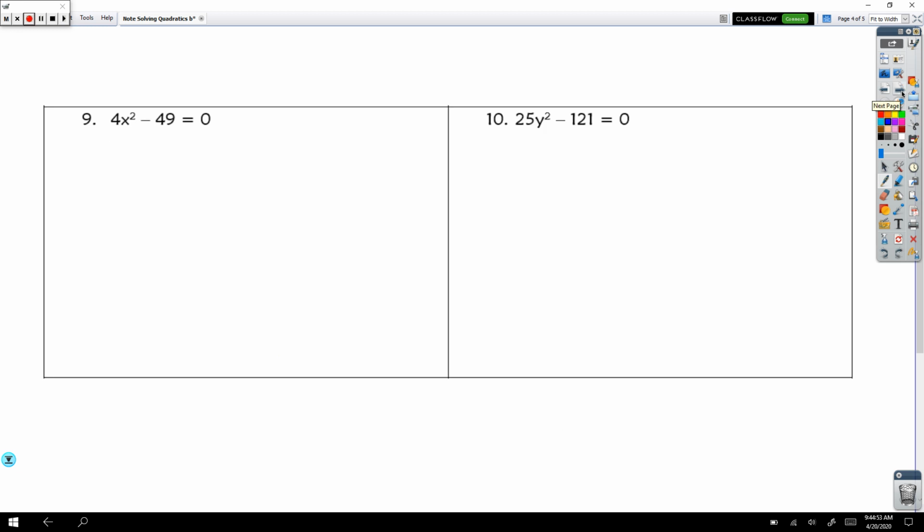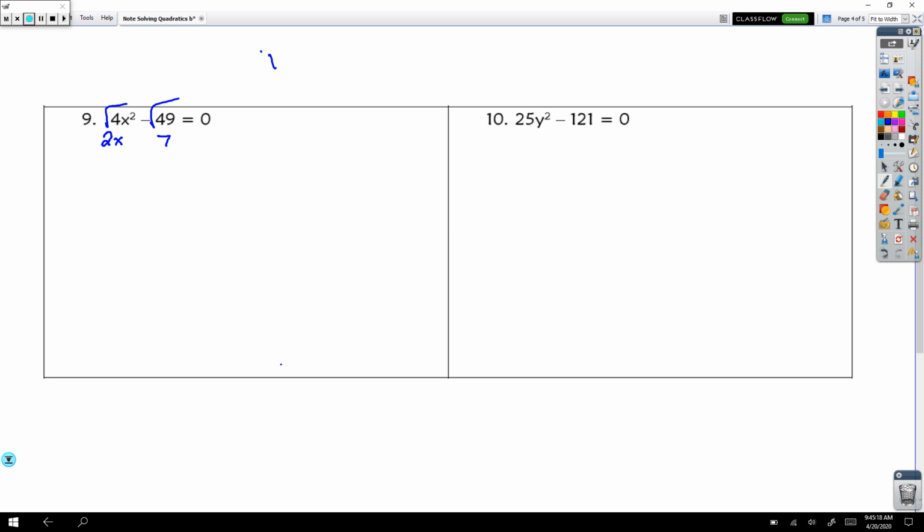Now we're going to look at my difference of squares. Okay, so I have a subtraction sign in between my two terms. I have 4x squared, which is a perfect square, and 49 is a perfect square. So let's start by taking the square roots. So that would leave me with 2x and 7.